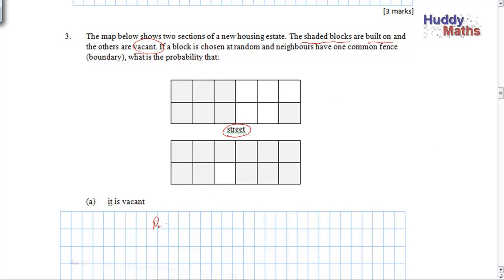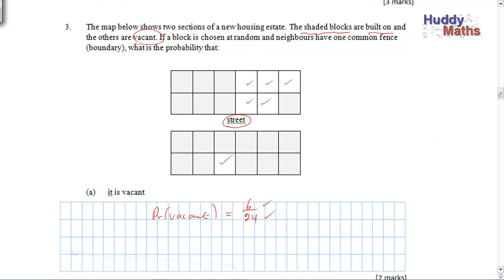Let's set it out in the usual way. Probability of vacant. How many are vacant? Well, we can count them up. We've got 1, 2, 3, 4, 5, 6. So that's fairly basic. That's 6 out of 24 possible houses. That's a bit of a gimme question, that is. 2 marks for that. That's a bit easy. Okay, well, let's have a look.